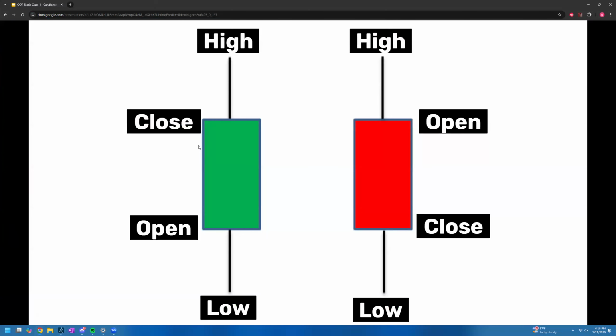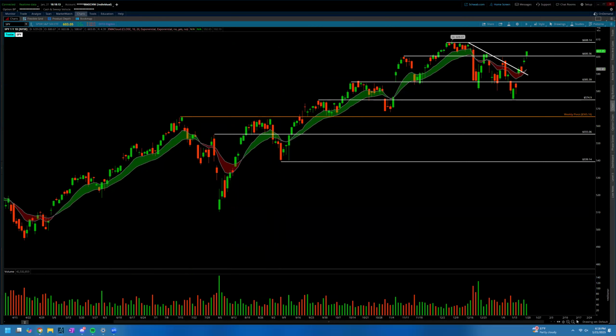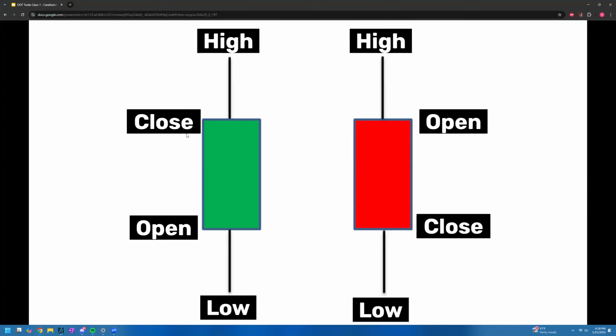Any questions on that? Is there a way to zoom in like that on Webull? It's a great question. Wish I knew the answer to that one. Not sure. I do not use Webull, I should say. All right, we'll keep rolling.